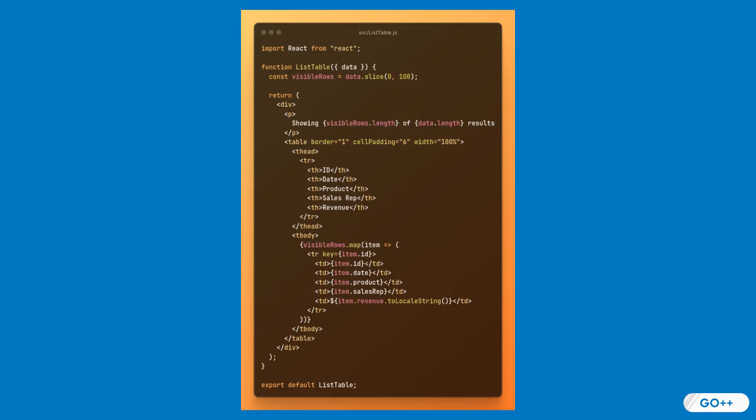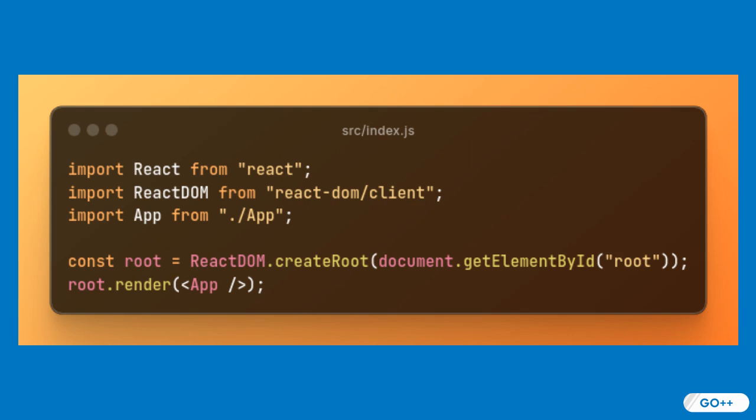For UI performance, it only renders the first 100 rows, but shows the total number of results, making it suitable for large datasets. The main entry point for the React application. It initializes the root and renders the app component.